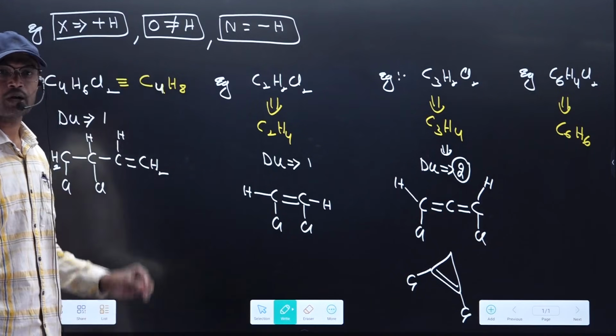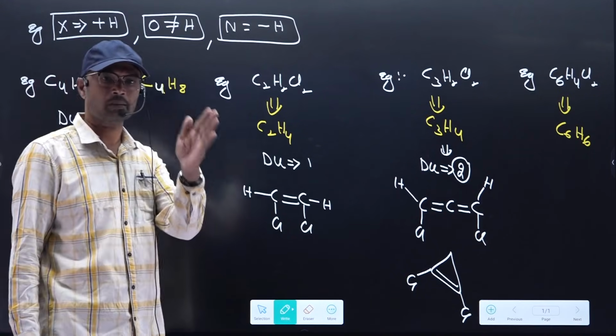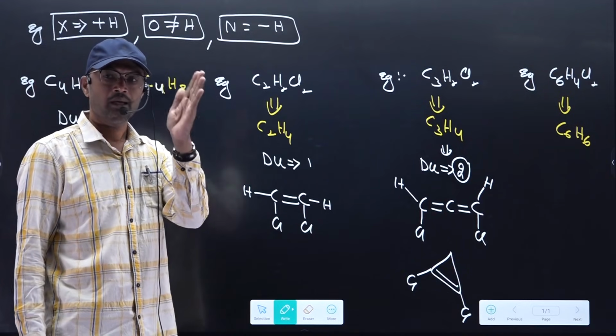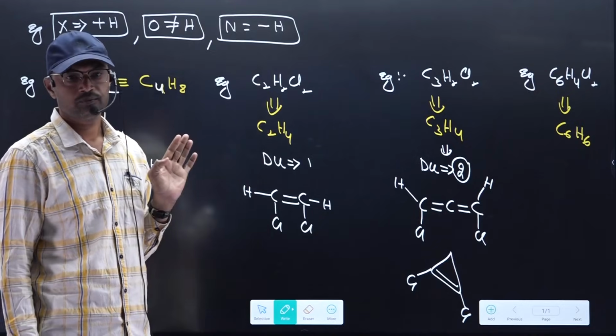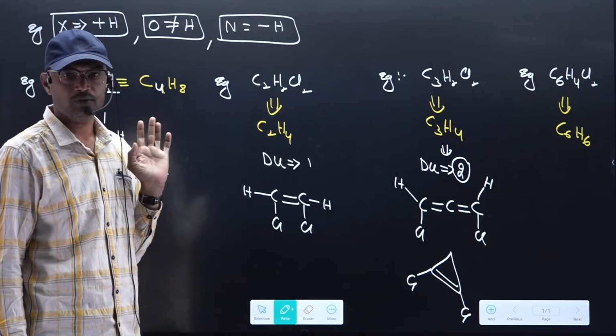Clear? Don't search for hydrogen. Search for first carbon, then DU, then other than hydrogen. Then at last see hydrogens will follow. Forget about hydrogens while writing the structure.